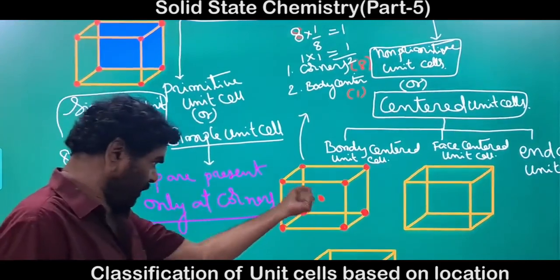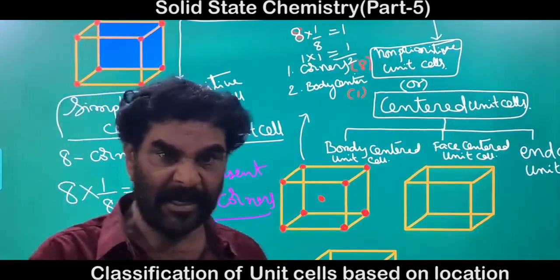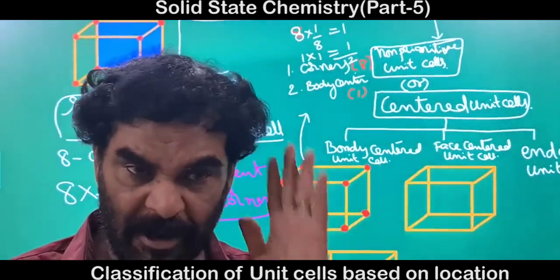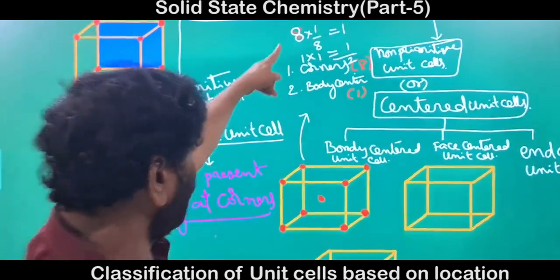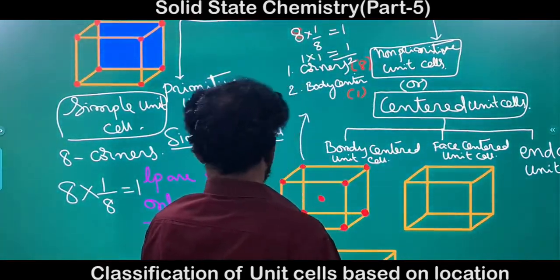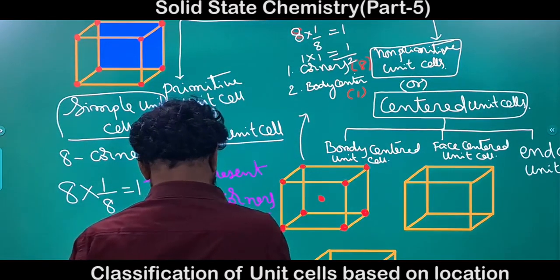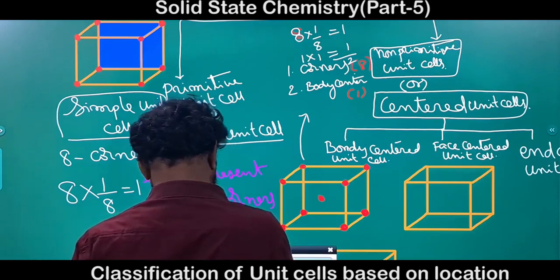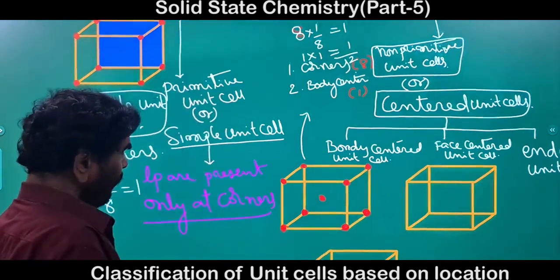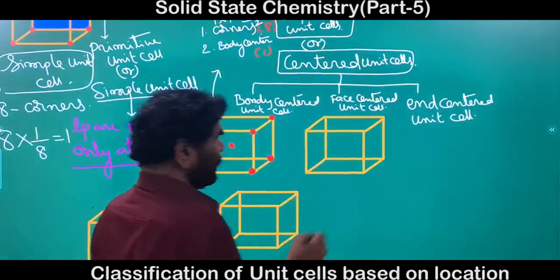So the corner atom contribution for the given unit cell is 1/8, and the body center atom contribution is 1. Therefore, how many atoms are contributing in total? That is 2 atoms per unit cell. See, this is the body center. Now coming to the face centered unit cell.